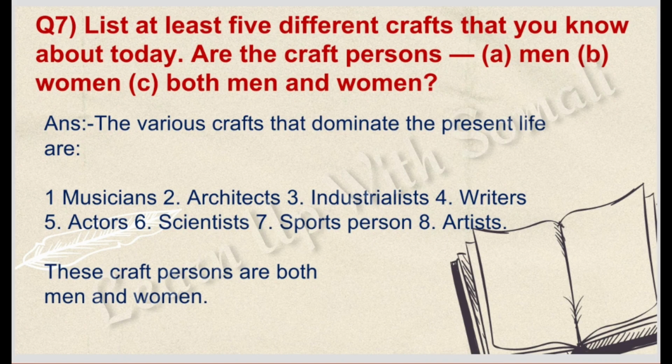In question number 7, it is asked, list at least 5 different crafts that you know about today. Were the craftspersons men, women, or both men and women? So the various crafts that dominate present life are: number 1, musicians; number 2, architects; number 3, industrialists; number 4, writers; number 5, actors; number 6, scientists; number 7, sportspersons; and number 8, artists. These craftspersons were both men and women.